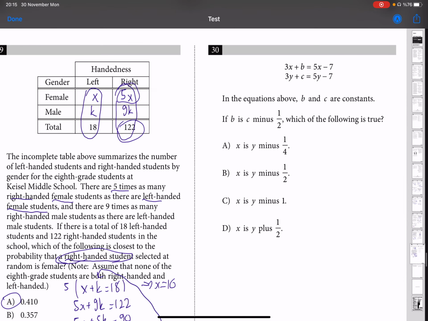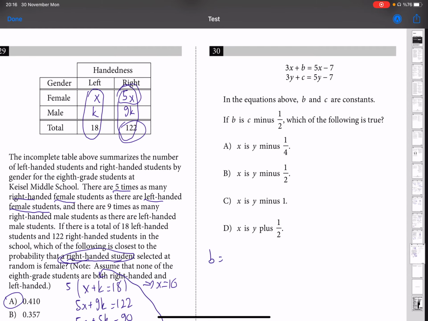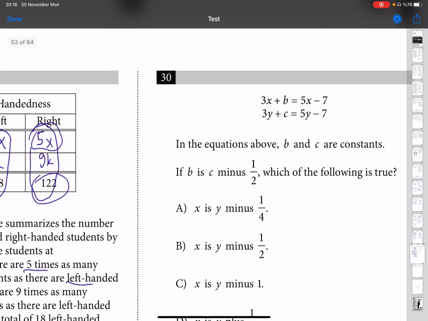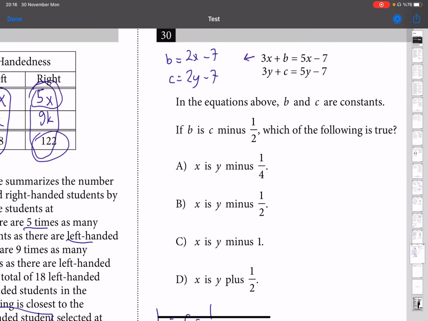Question 30. In the equations above, B and C are constants. If B is C minus 1 over 2, which of the following is true? Let's play with these equations at the beginning to make it tidy. B equals 2x minus 7. C is 2y minus 7.